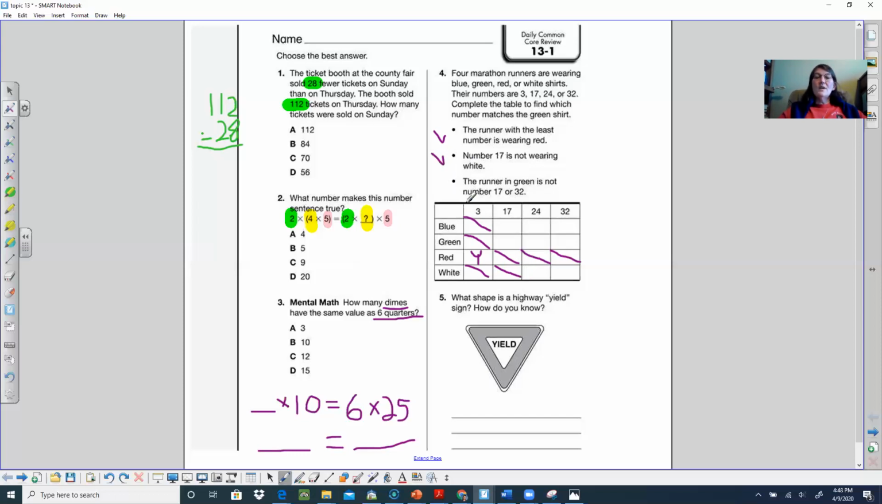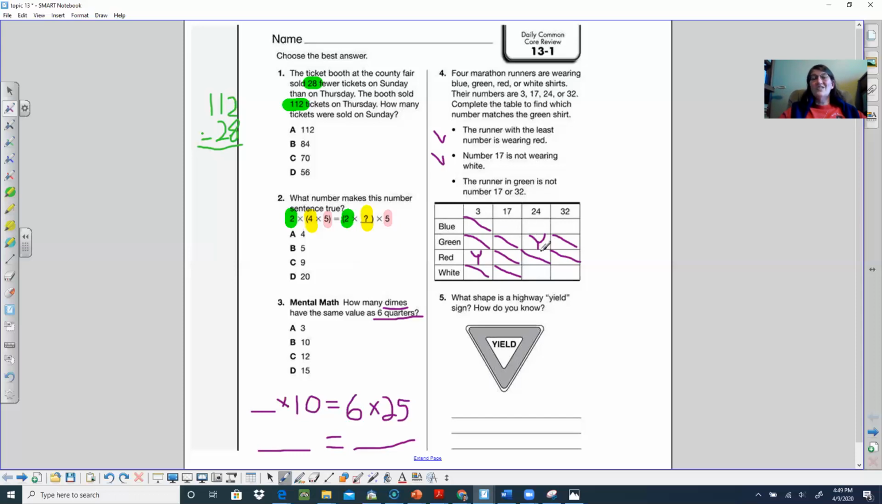The runner in green, okay, my green runner, so that's this row right here, is not 17. Oh, that means I can get rid of 17. Is not 32. That means I can get rid of 32. That leaves me only with this for that guy. So I'm going to put a yes here. Okay. Complete the table to find which number matches the green shirt.